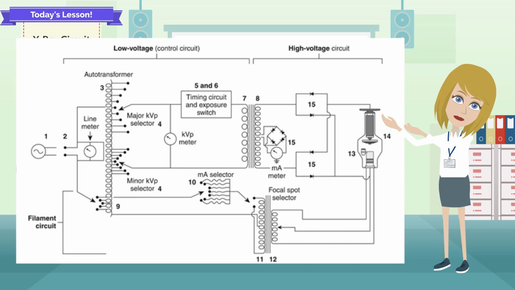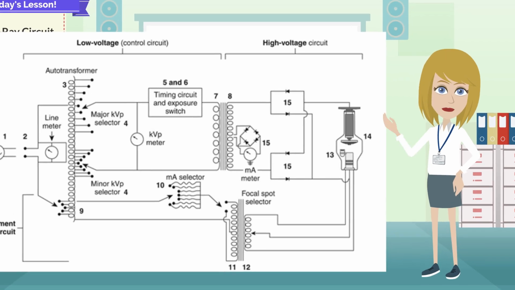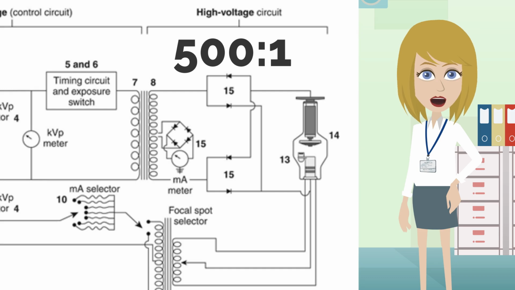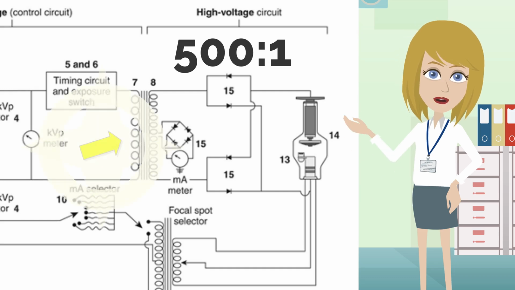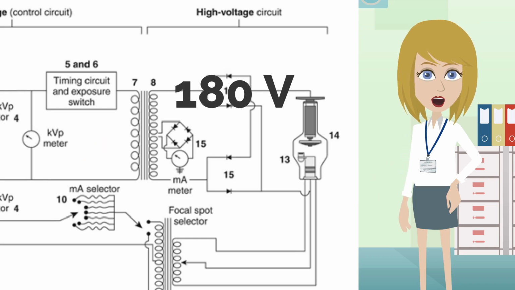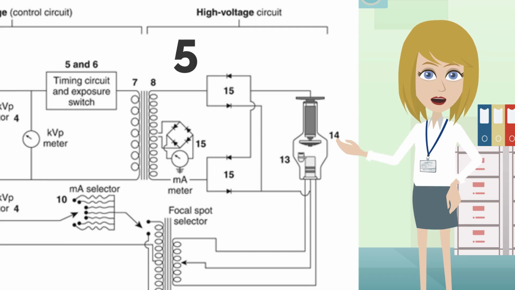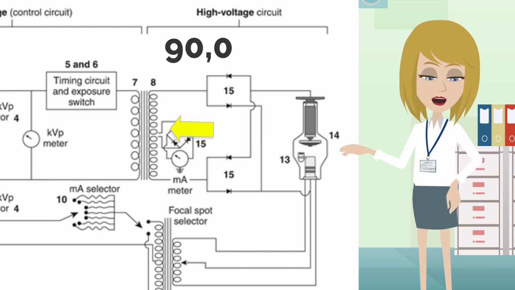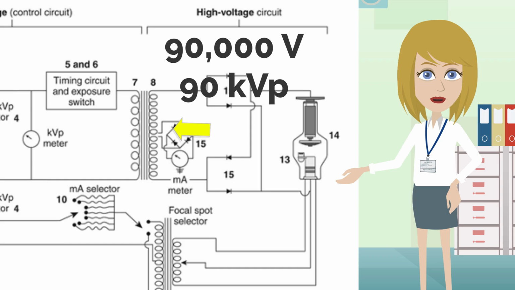The step-up transformer is also referred to as the high voltage or high tension transformer. This transformer has a very high ratio of at least 500 to 1. For example, if the primary side of the step-up transformer receives 180 volts from the auto transformer, and the ratio is 500 to 1, the voltage induced on the secondary side will be 90,000 volts, or 90 kVp.